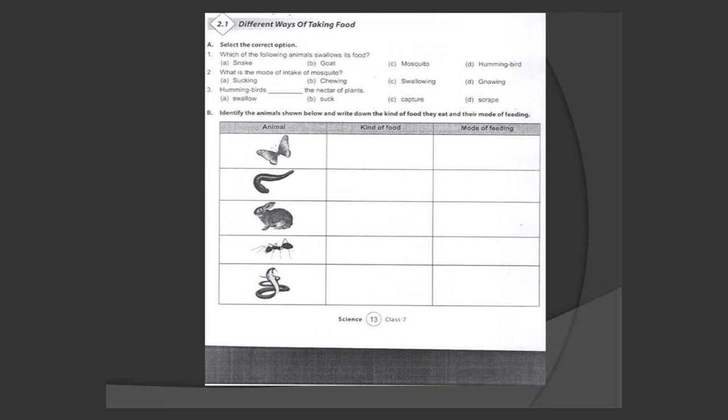Fourth figure, it is ant. It eats insects, fruits and vegetables, and the mode of feeding is called scraping. It does not swallow whole, it scrapes. Then fifth one, snake. It eats small animals like rats and eggs of other animals, and the mode of feeding is swallowing. I hope you understand this. So these are the pages you need to fill up, and then the questions can be asked. Are you clear?